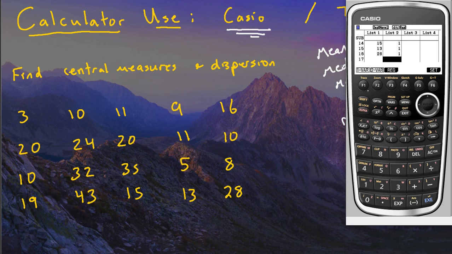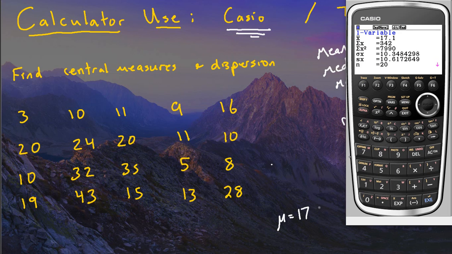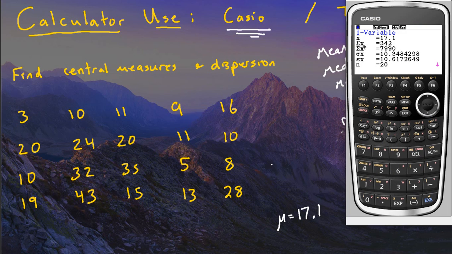All right, so now I'm going to do one variable stats, and it has now calculated everything for me. So this first one, X with the line over it, that's our mean. So 17 is our mean. So mean is 17.1. Okay, this is the sum of each of our numbers. So if I add them all up, I do get 342. This one, this is the one that we want. This is our standard deviation. It's 10.35 about.